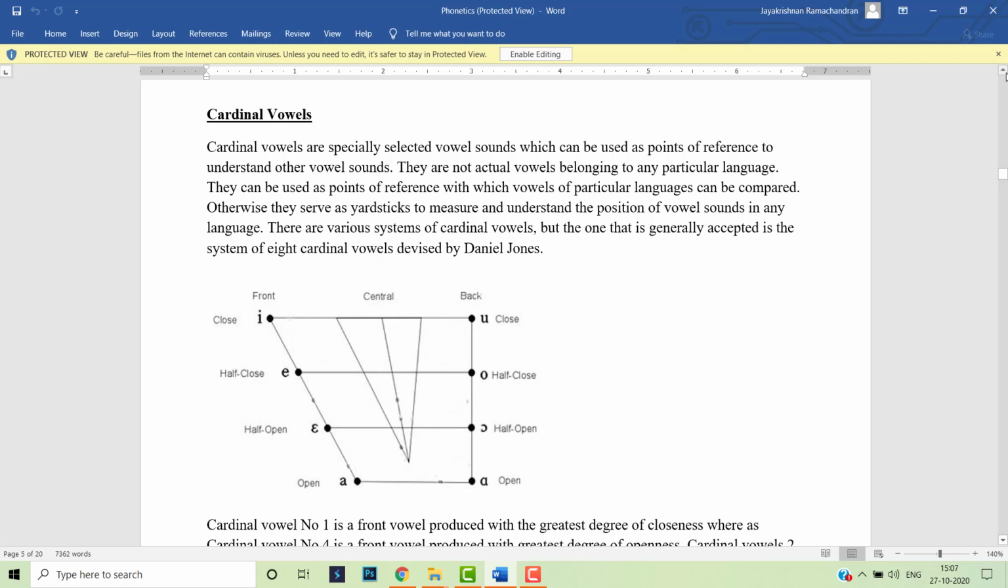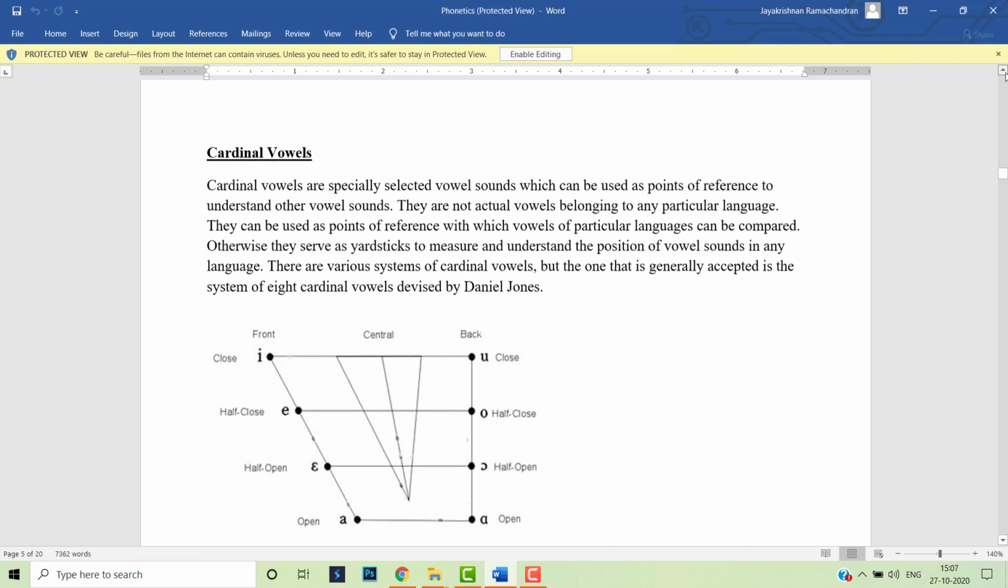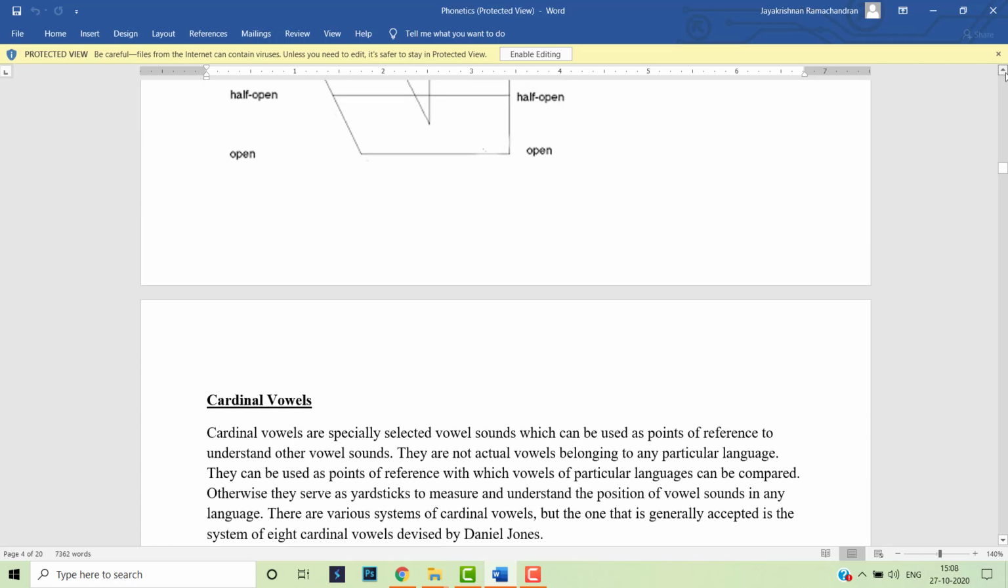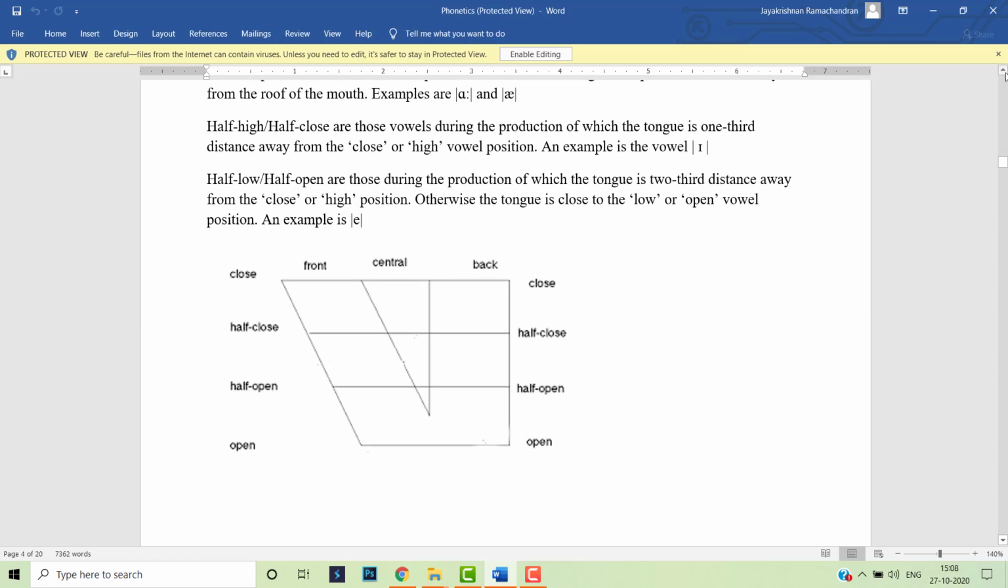Now ഡാനിയൽ ജോൺസ് എന്തുകൊണ്ട് ഇങ്ങനെ 8 സൗണ്ട്സ് ഡിവൈസ് ചെയ്തു എന്ന് വെച്ച് കഴിഞ്ഞാൽ he wanted to give you absolute examples for all these 8 vowel positions. ഈ 8 vowel position കൃത്യമായിട്ടുള്ള എക്സാമ്പിൾസ് തരണം.